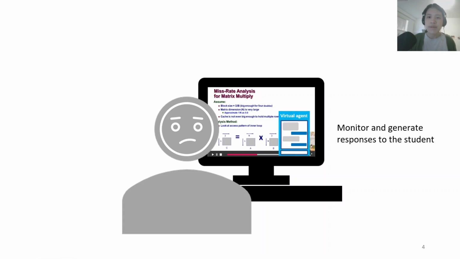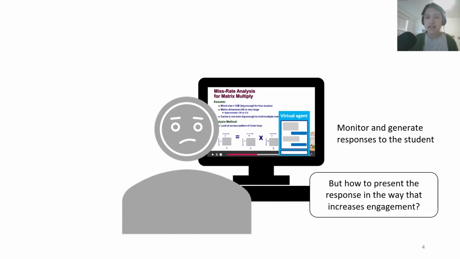One approach to remedy this is to have a virtual agent like a chatbot that interacts with the students. However, although there are many works on how to generate a clever response, there is not much work on how to present these responses in a way that would increase student engagement.